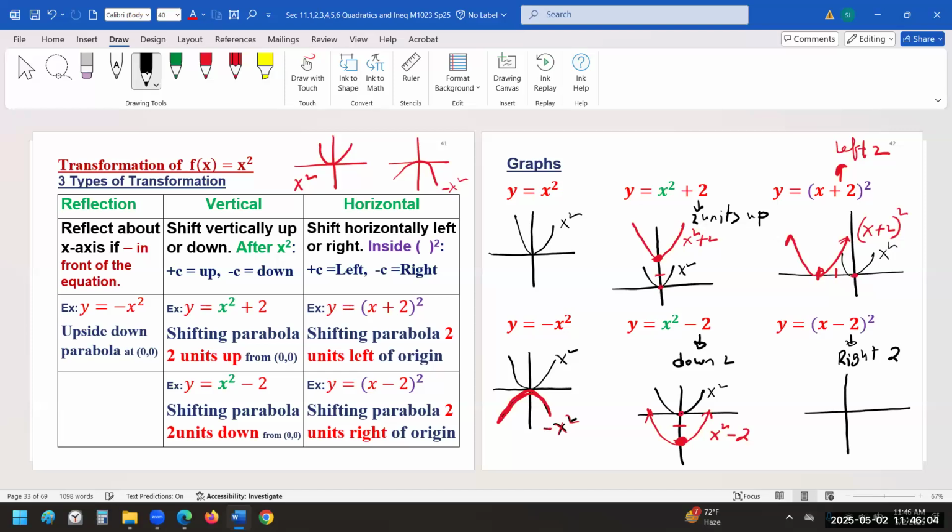So if this is the original one here, we are taking our vertex and moving 1, 2 here, and we are drawing the new one. So x minus 2 squared. So these are left, right, these are up, down, and this is our reflection.